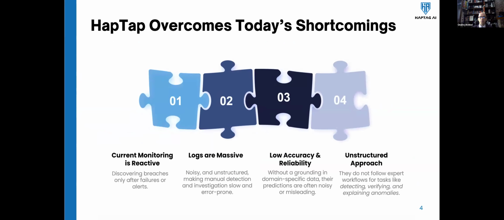Current monitoring of systems is mostly reactive. There is a massive amount of data signals coming in on a daily basis. There is maybe low accuracy and reliability even in the signals themselves, and the systems cannot correctly represent the errors. And it's a very unstructured approach when you're dealing with a variety of signals.